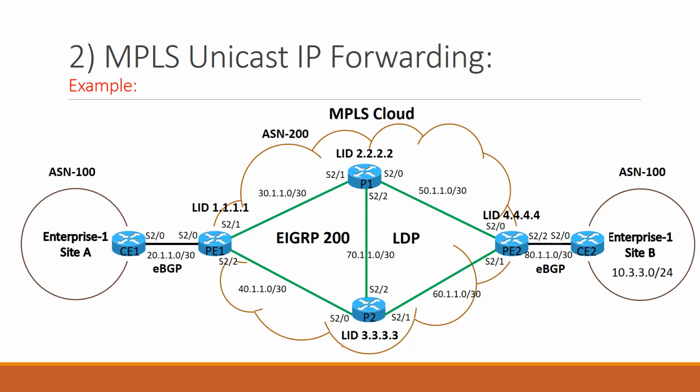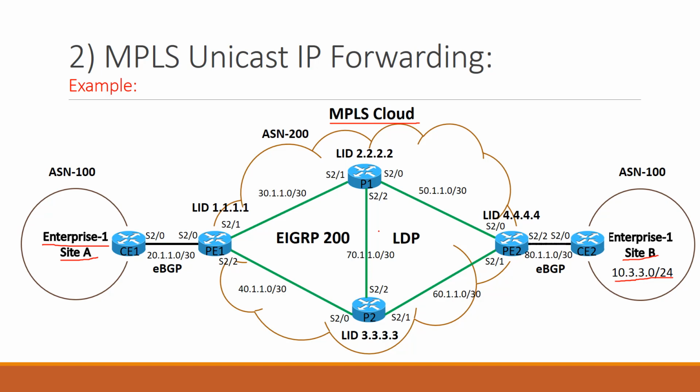Now let's have this example and we will start to do the configuration. But first of all, let me explain a little bit about what we are going to do for an example for the MPLS Unicast IP forwarding. Let's assume that we have one enterprise 1, with two sites, site A and site B, who are interconnected to each other through the service provider MPLS Cloud. We need to advertise this subnet or IP prefix from site B to site A through the MPLS Cloud.